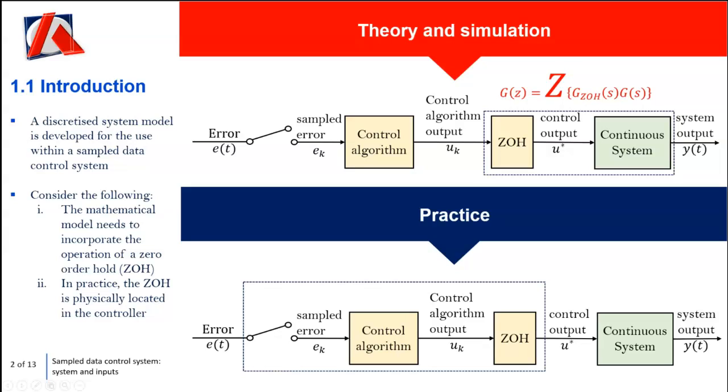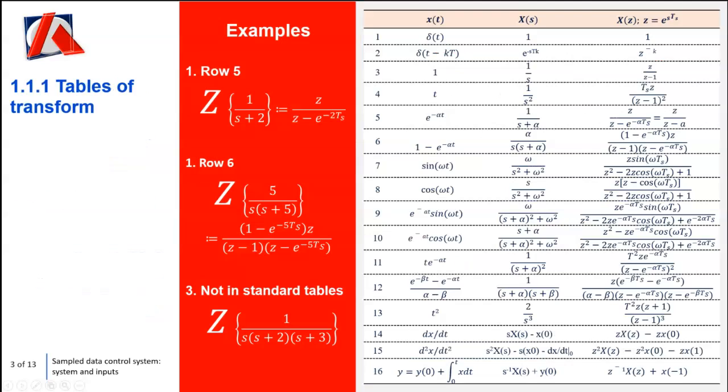In practice though, however, the zero order hold would be located within the microcontroller or microcomputer. So last lecture we discretized the numerator of the zero order hold, and we were left with 1 over S, which was the denominator of the zero order hold, multiplied by G of S.